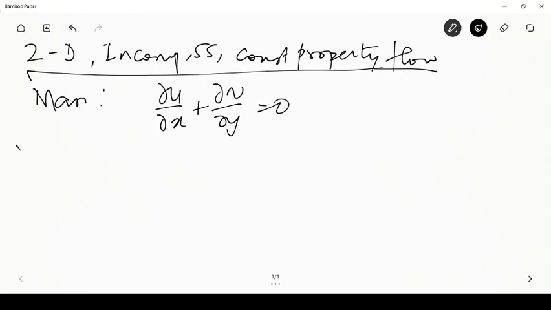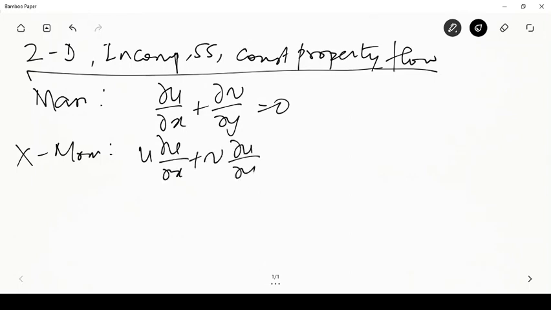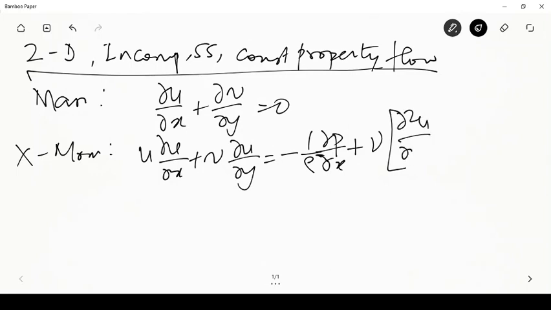The x momentum equation looks like u del u by del x plus v del u by del y equals minus 1 by rho del p by del x plus nu times del squared u by del x squared plus del squared u by del y squared plus gx. So this is the conservation equation for momentum in x direction.